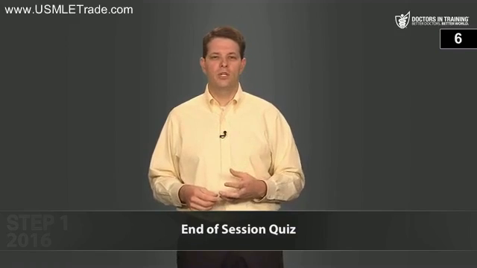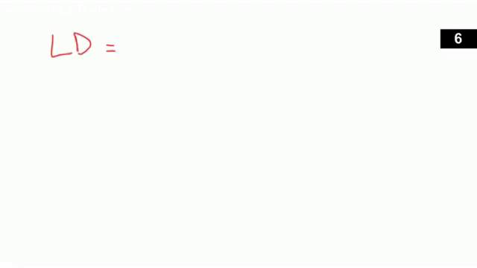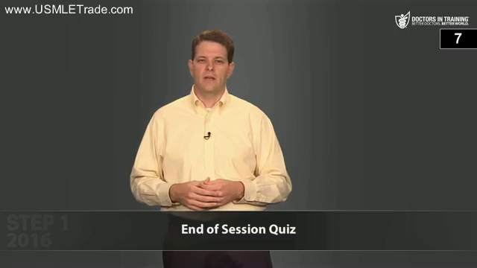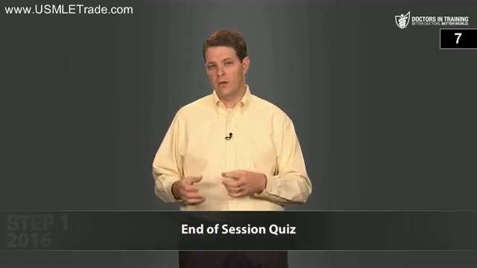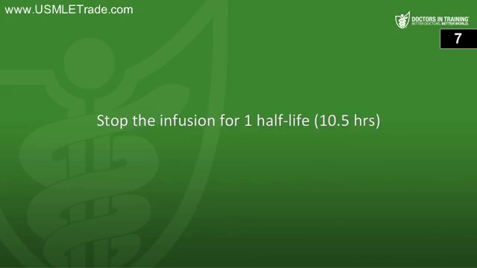Next, what loading dose could have been used to reach the target concentration of 20 milligrams per liter? So in order to calculate your loading dose, you take the target concentration of 20 milligrams per liter and multiply it by the volume of distribution, which you found was 30 liters, and you get a loading dose of 600 milligrams. Next, if the patient begins to show signs of toxicity and the target concentration is decreased to 10 milligrams per liter, what would you need to do to get to this level? So basically, you're cutting the target concentration in half. So how do we get to the new level? Well, you stop the infusion for just 1 half-life. That's the meaning of half-life. You stop the infusion for 1 half-life, which is 10.5 hours, and the plasma concentration will decrease by half.